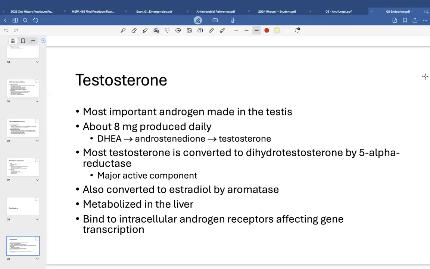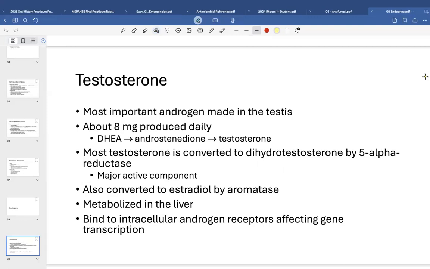Estrogen-sensitive tumors basically can see a decrease in their feeding when given aromatase inhibitors. Testosterone is metabolized by the liver and binds, of course, to intracellular androgen receptors that affect gene transcription, just like with any other steroid.